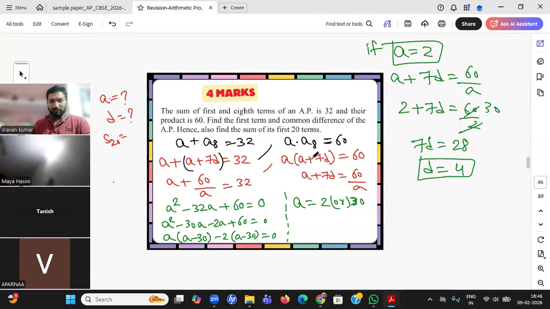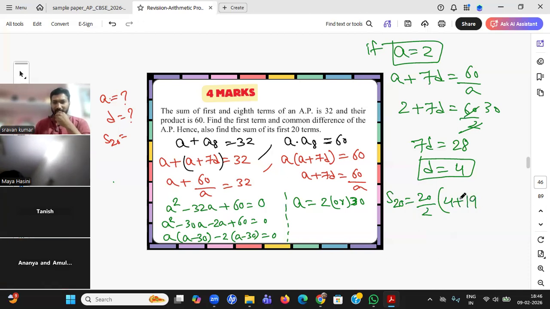Okay, then the sum of first 20 terms, what will it be? Sum of first 20 terms equals n by 2 into 2a plus n minus 1 into d. Sir, I changed my answer, sir. Okay. Oh, finally. Melodious words from Ananya. n by 2, 2a plus n minus 1 into d, 4. 4 into 19 is 76.